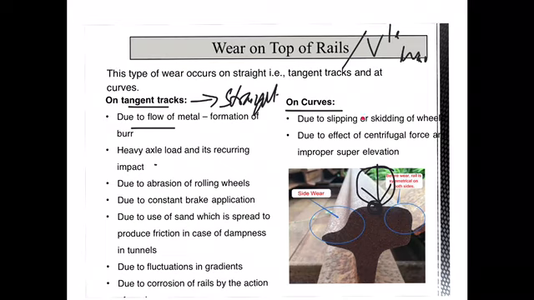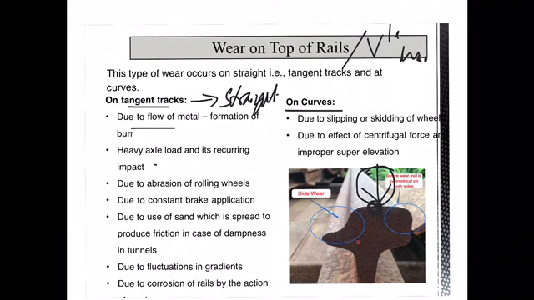But when it comes to curves, the reasons making the rail wear are quite different compared to the tangent track. Here on the curve, slipping and skidding of the wheel occurs, which may lead to wear. And there is also the effect of centrifugal force. If improper super elevation is provided, the load on one rail is greater than on the other rail, resulting in more wear due to the heavy concentration of stresses. So these are the reasons.